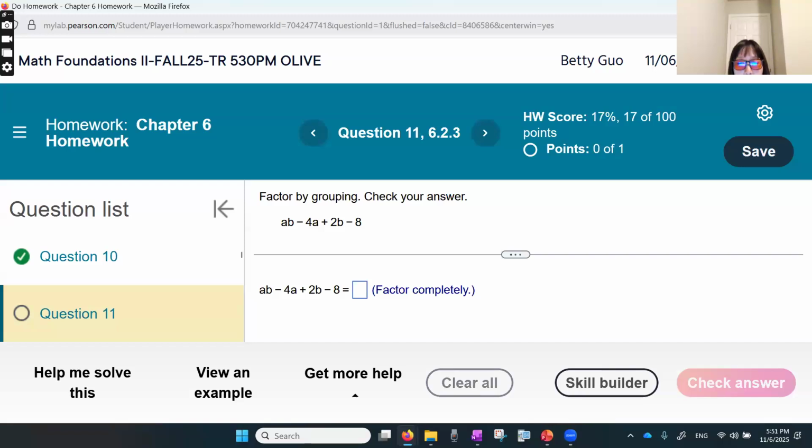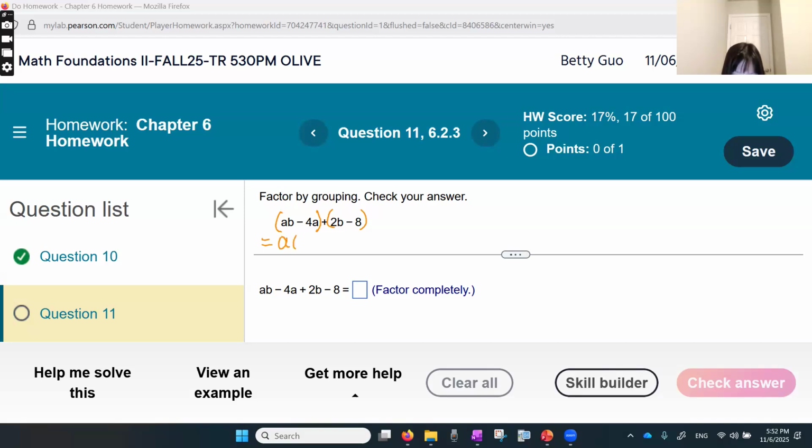Question number 11, factor by grouping. Okay. I have to write it down. Okay, so let's factor by grouping. How do I make this pencil go away? It's fun. I don't like the pencil following me.